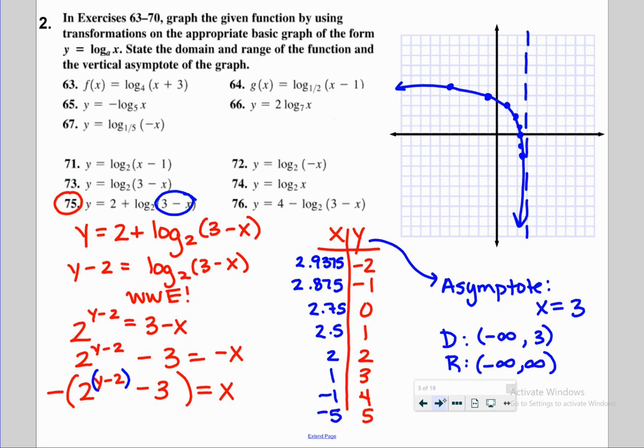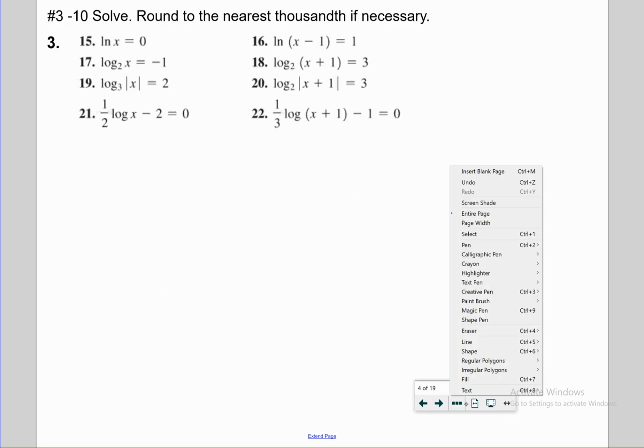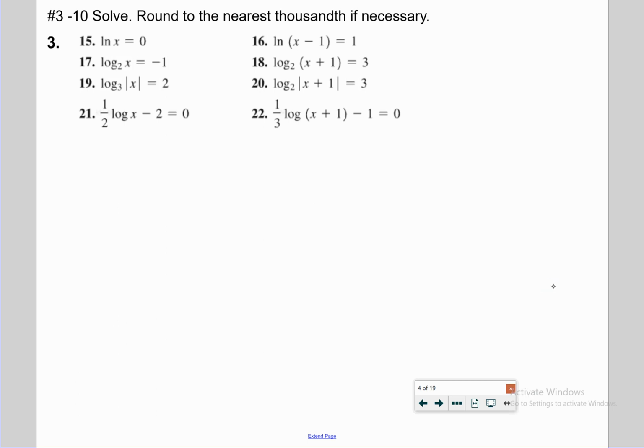Okay. All right. The majority of the rest of the problems now are just solving logarithmic or solving exponential equations. We're not going to have anything with an absolute value, so I'm going to get rid of those. Okay, so pick a problem between 15 and 22. What do we want? 21? All right, so I've got 1/2 log of x minus 2 equals 0.